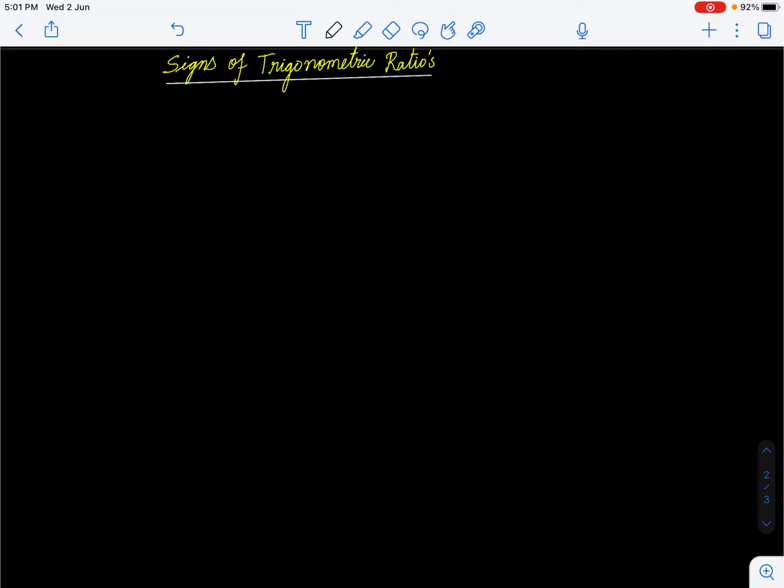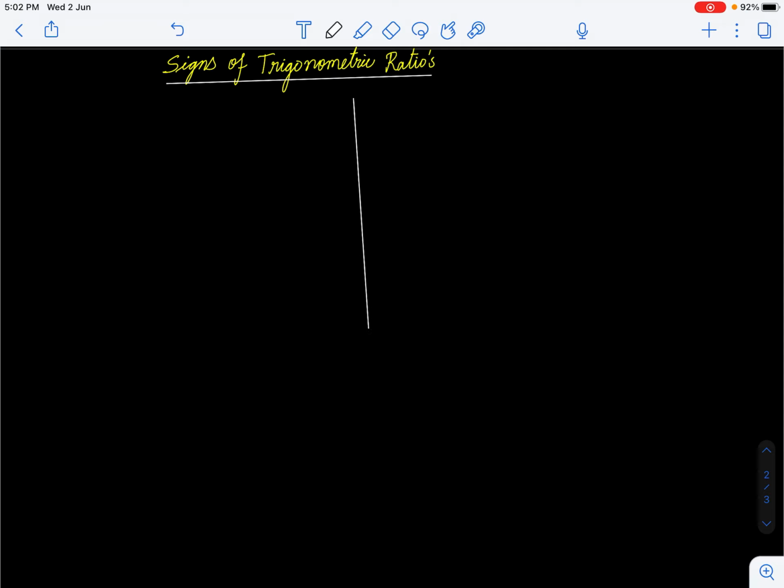Today we are going to learn what the signs of trigonometric ratios are in different quadrants. I think this is one of the problems students face: in which quadrant tangent is positive or negative, in which quadrant sine is positive or negative. Sometimes they get confused. So I'm going to tell you a very simple method to remember this for life. You will not forget it once you have learned it. Okay, so let me get into it.